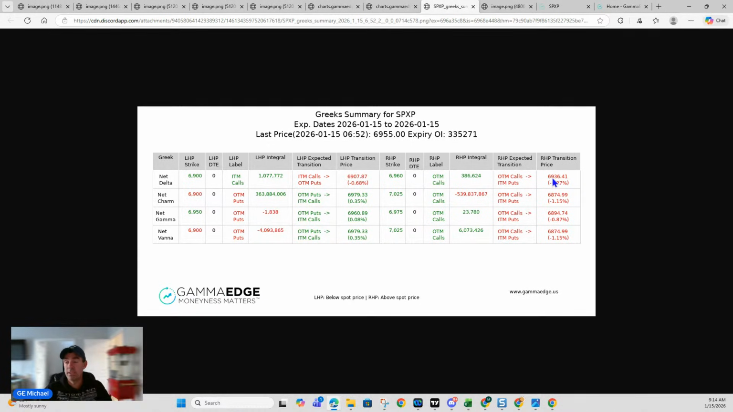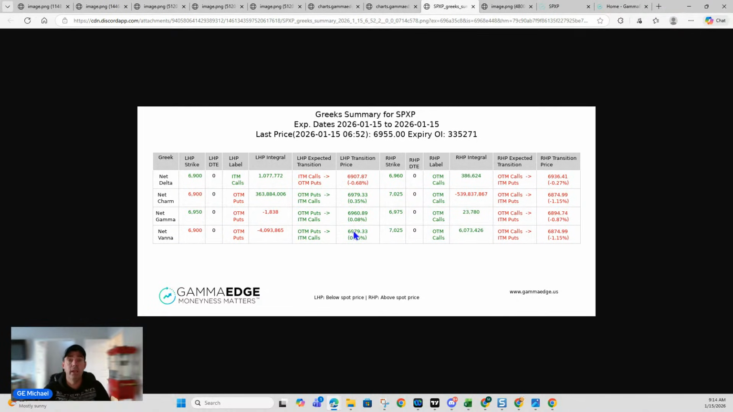So dropping below 69.36 would be the first domino. 69.07 would be the next domino. And then you transition to a more bearish state, and we could be a lot more cautionary and probably looking to the short side on the overall market. Same thing with charm, same thing with gamma, same thing with Vanna. You can see where these transition levels are.